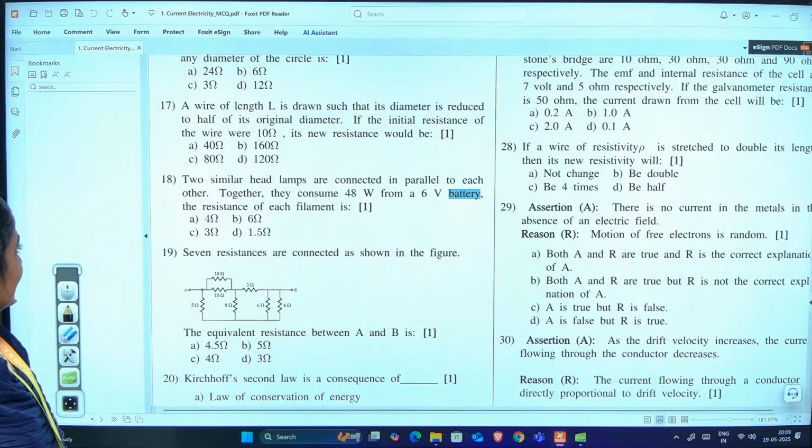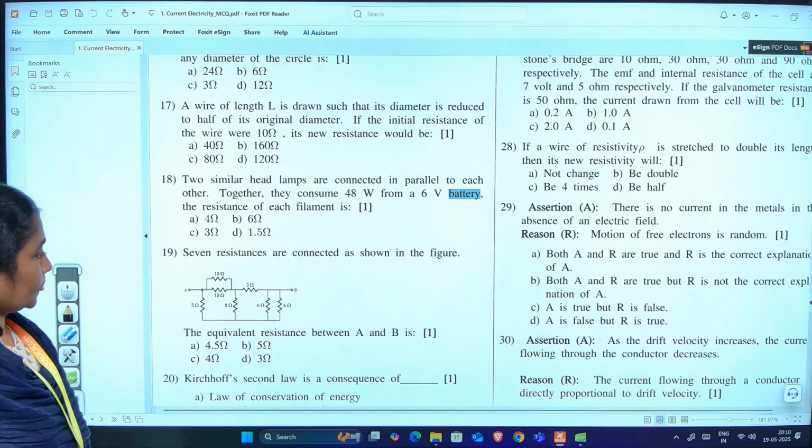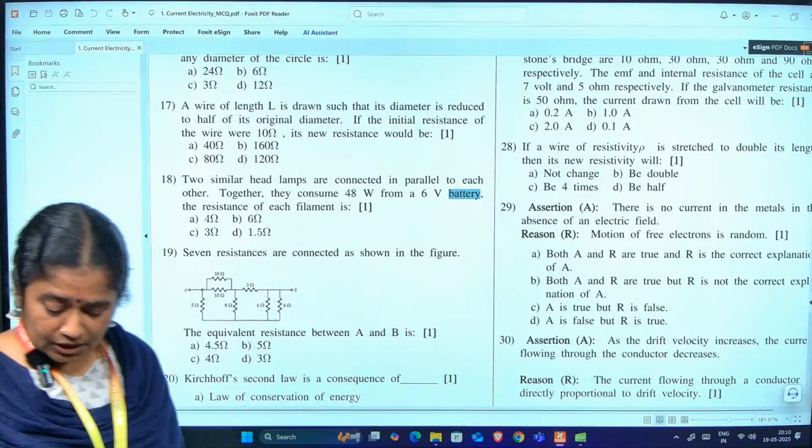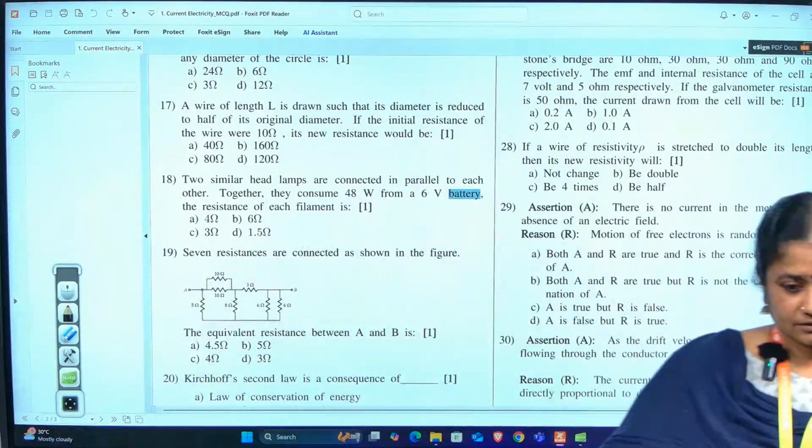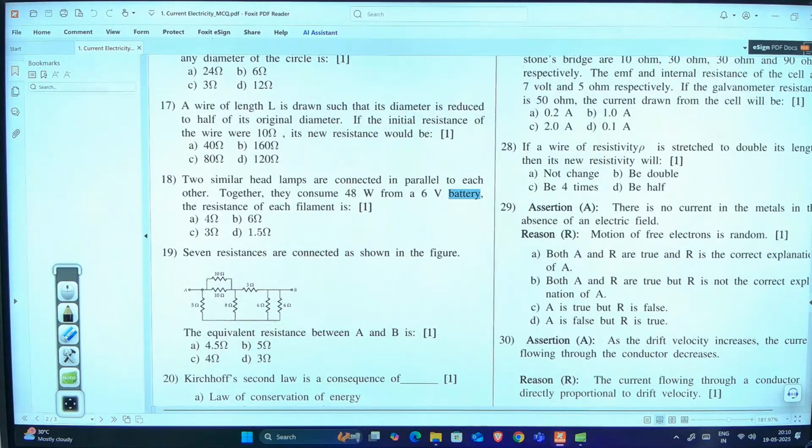Two similar headlamps are connected in parallel to each other. Together they consume 48 watts from a 6 volt battery. The resistance of each filament will be. Power க்கு என்னென்ன formula சொன்னேன்? I square R, V square by R and V into I. So they are similar and together they consume 48 watts. So ஒன்னொண்ணுமே எவ்வளவு பண்ணும்?